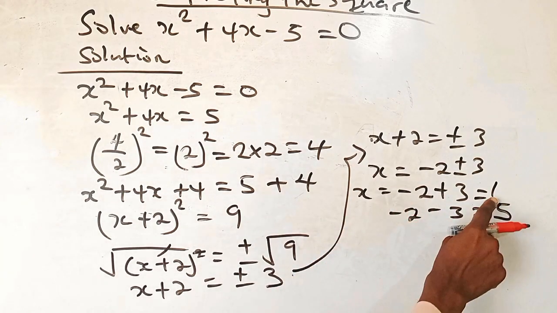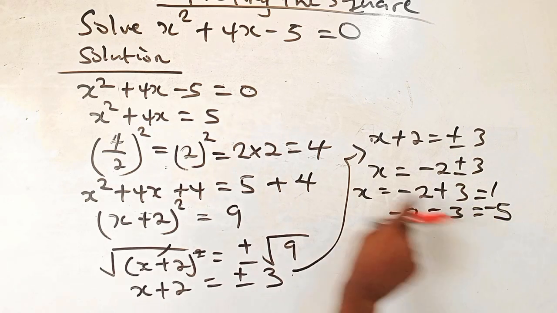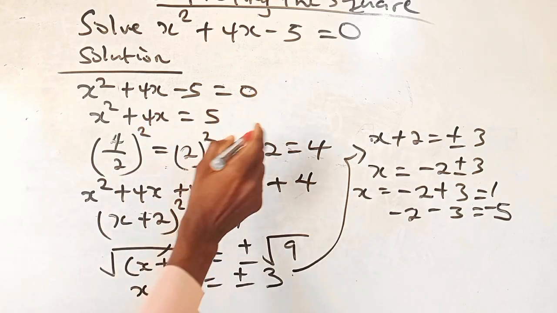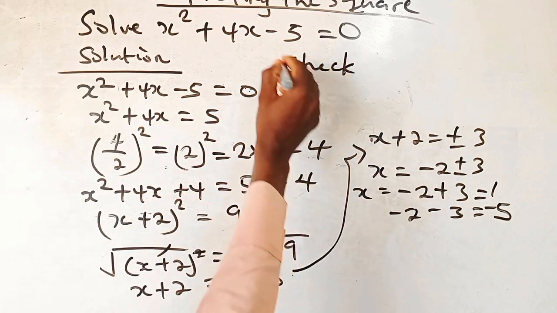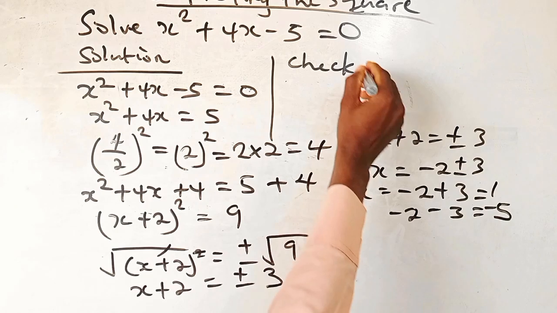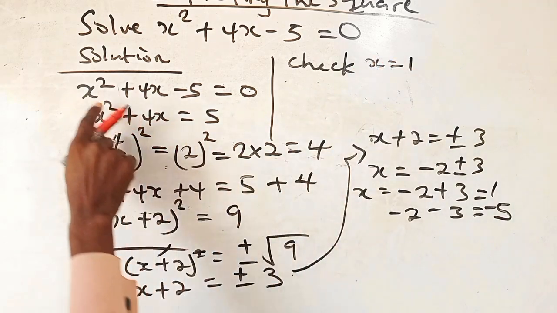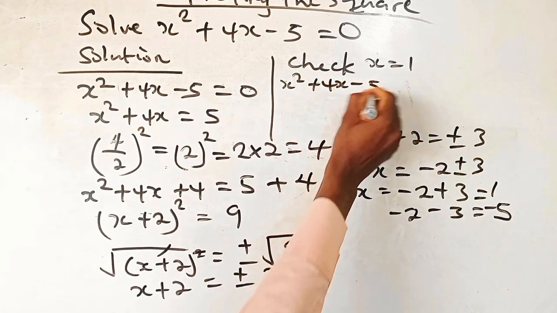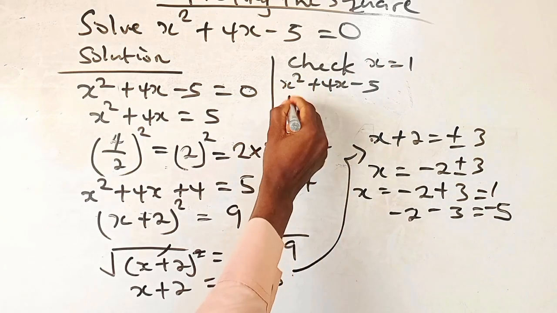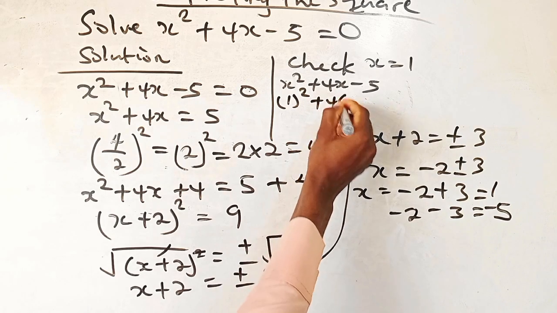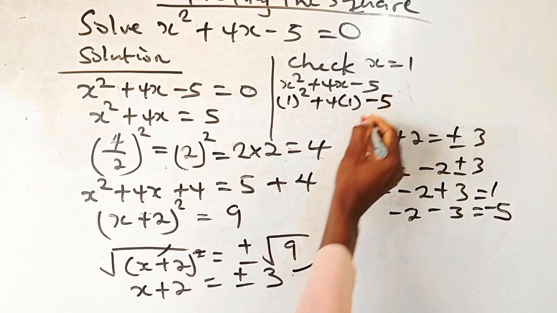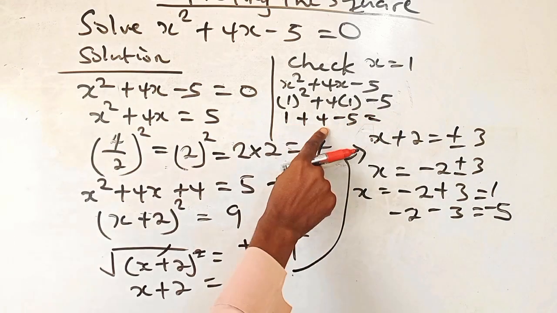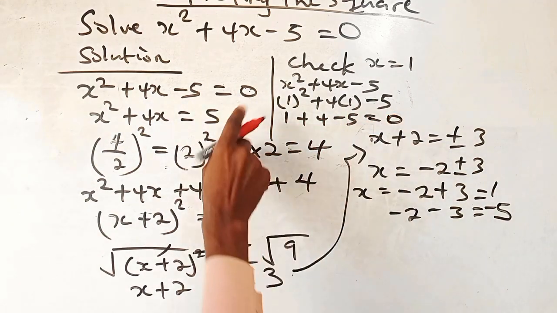By the time we put either 1 or −5 back in this equation, it must render the whole equation equal to 0. So let us check for that. When x is 1, let's take it back to the equation x² + 4x − 5. For x = 1, we have 1² + 4 times 1 − 5. So 1² is 1, plus 4, minus 5. 1 plus 4 is 5, and 5 minus 5 is 0.